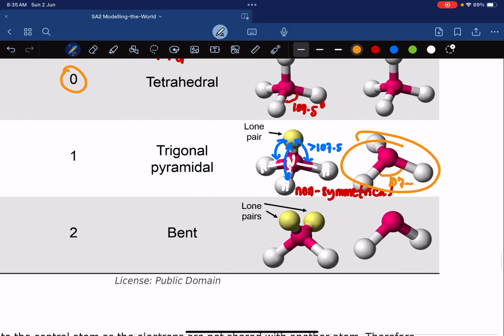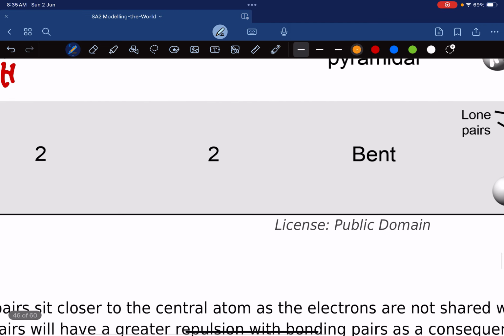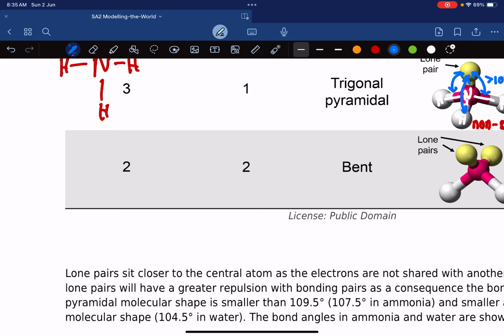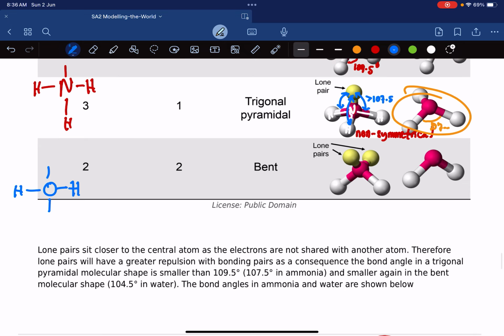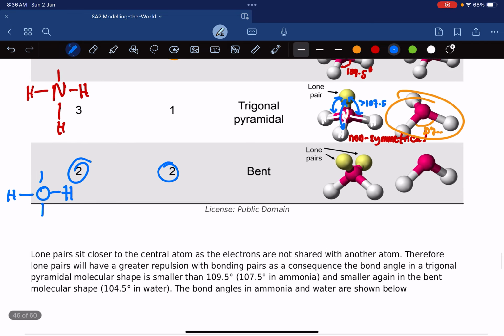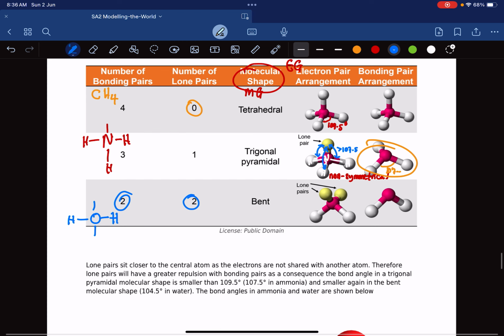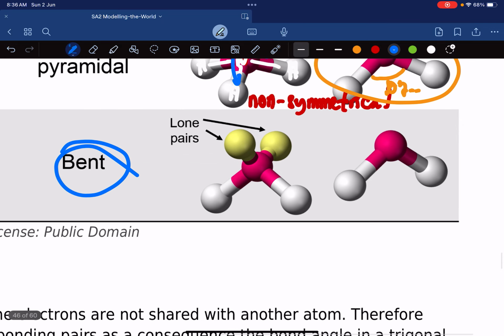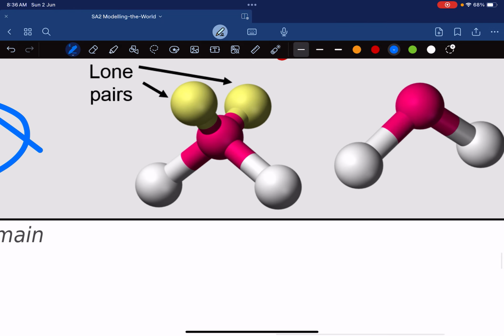Now let's look at the last molecule that we did just now, water. If you remember water, it was like this: 1, 1, and then 1, 1. So it has 2 and 2. Number of bonding pairs 2, number of lone pairs 2. This shape is called bent. You see, in the bent shape, this angle here is now 104.5.